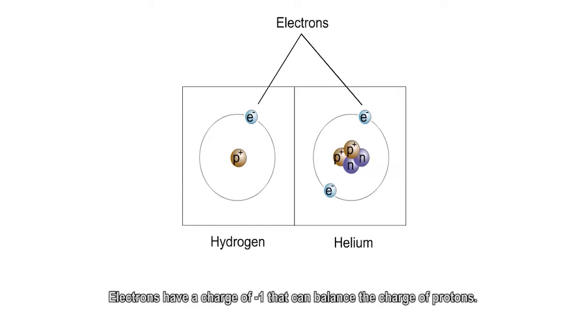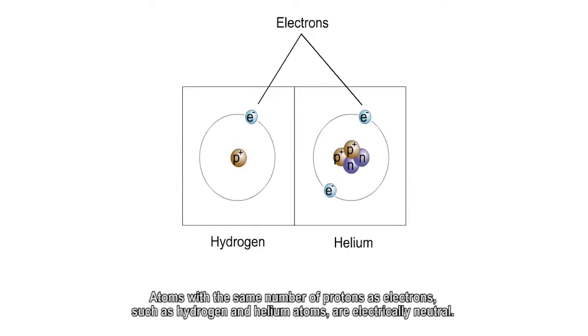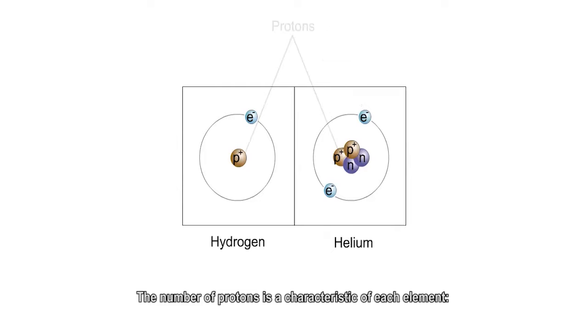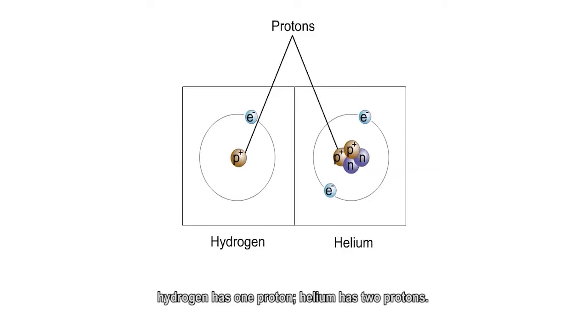Electrons have a charge of -1 that can balance the charge of protons. Atoms with the same number of protons as electrons, such as hydrogen and helium atoms, are electrically neutral. The number of protons is a characteristic of each element. Hydrogen has 1 proton, helium has 2 protons.